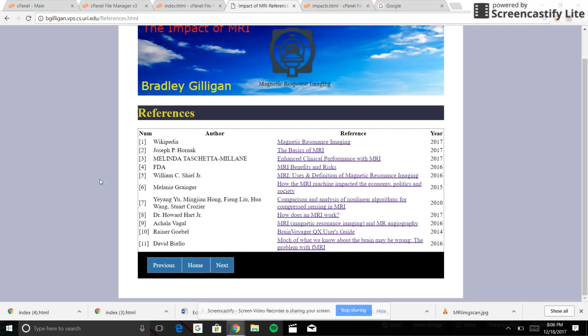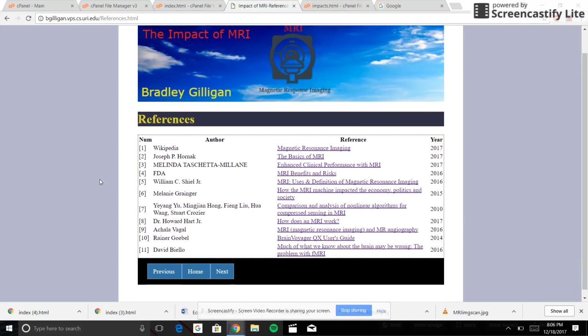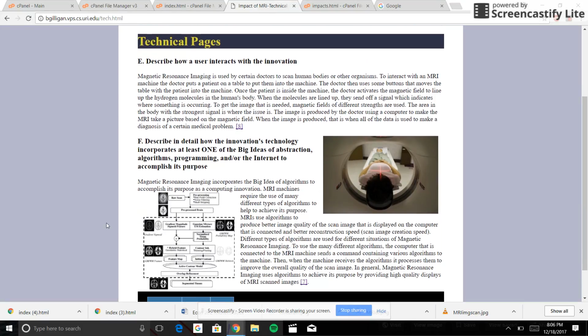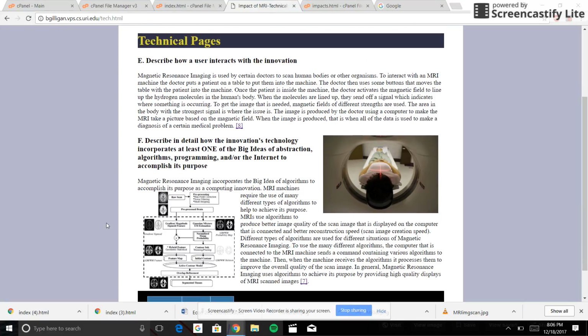As you can see, I put the number of the sources, the authors, the reference, and the year. And these numbers are used, as you can see in my text, to relate some of the information I have provided to these sources. Now I will discuss the technical aspect.